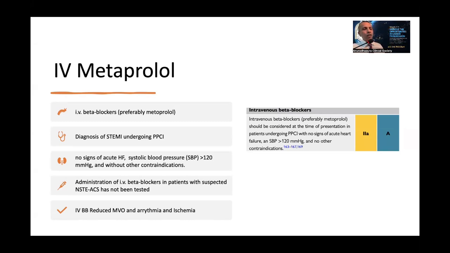Cardiologists will understand this: microvascular obstruction, arrhythmia risk and ischemia are reduced. But of course, you can't give it to non-STEMI patients. There's no evidence for giving IV metoprolol to non-STEMI patients. You can give IV metoprolol to patients going to the cath lab, not to thrombolysed patients. Only for primary PCI patients is there evidence.